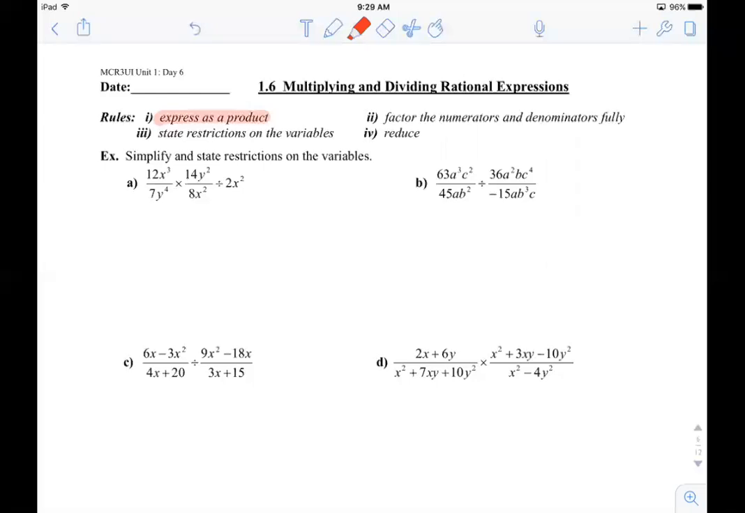Factor the numerators and denominators. Use those to help us state any restrictions, and even more importantly, use those to reduce it as much as we possibly can from there. So let's just go through some examples and see how this works.